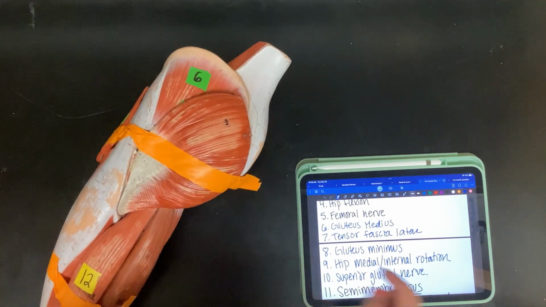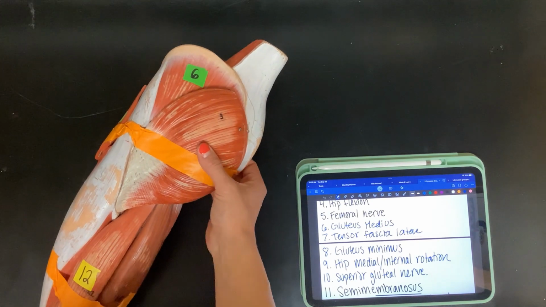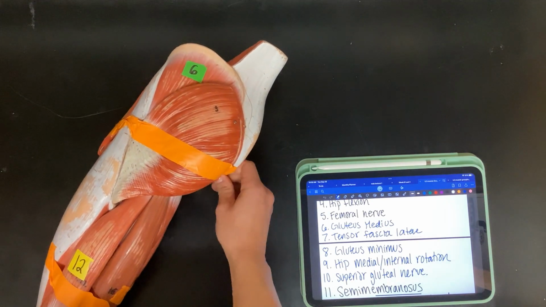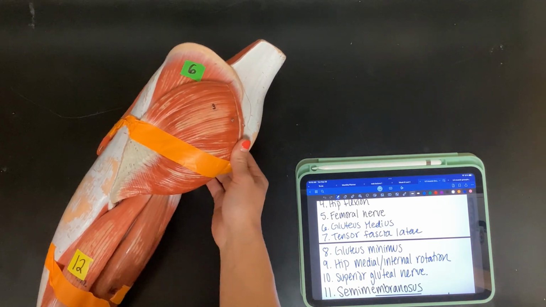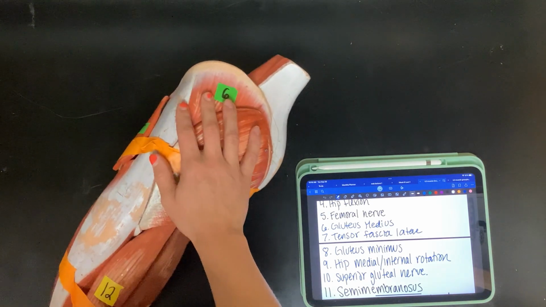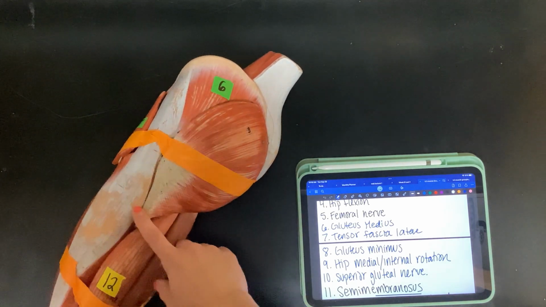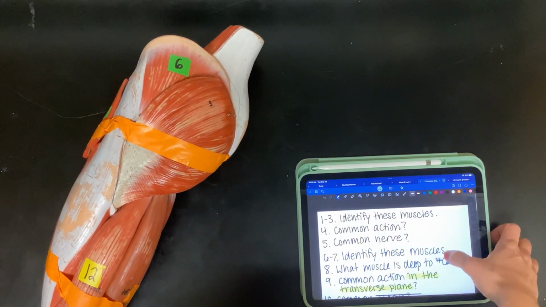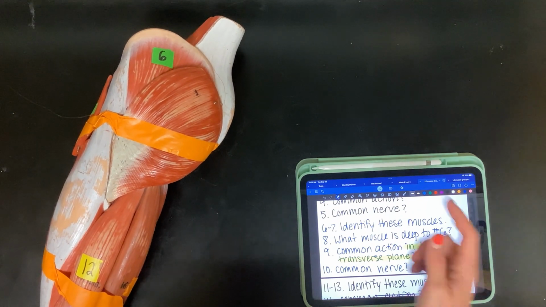All three of those muscles do hip medial or internal rotation, and that is their common action in the transverse plane. They're all innervated by the superior gluteal nerve. All three of these muscles also do hip abduction. So if the question were to ask what is the common action in the frontal plane, that would be your answer.